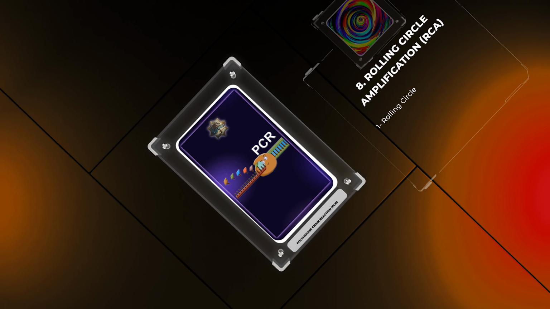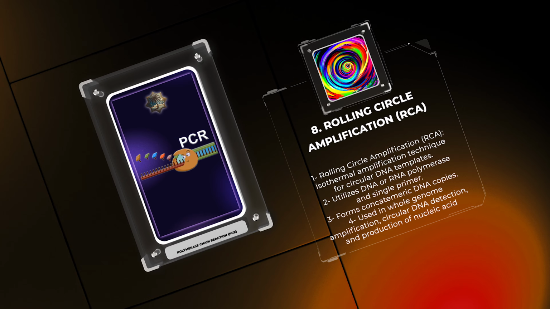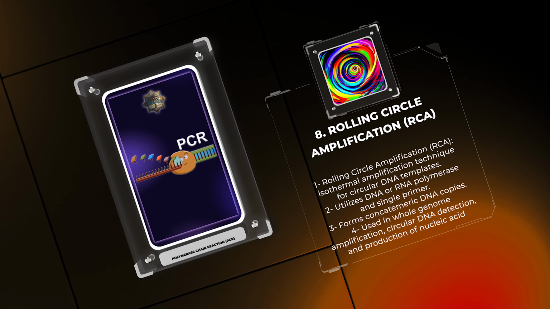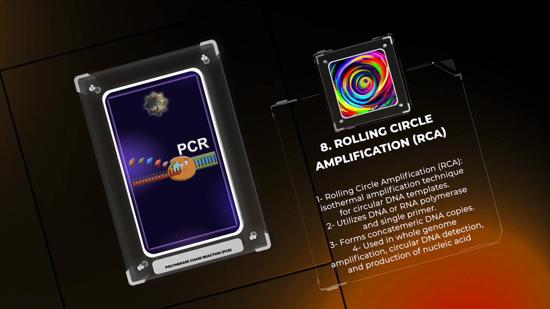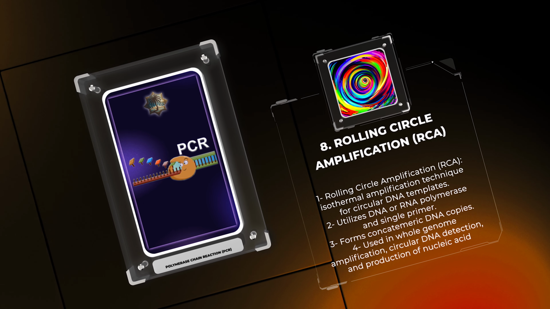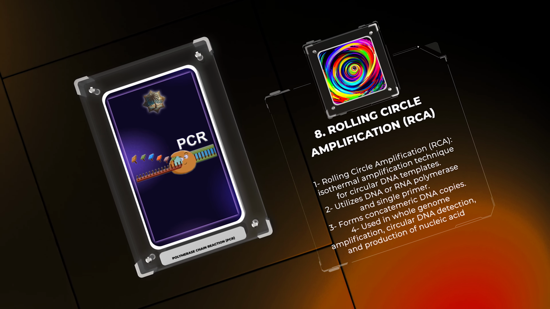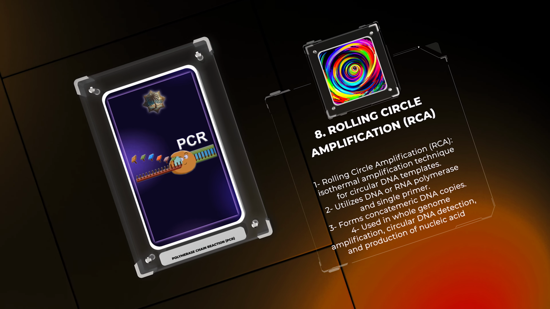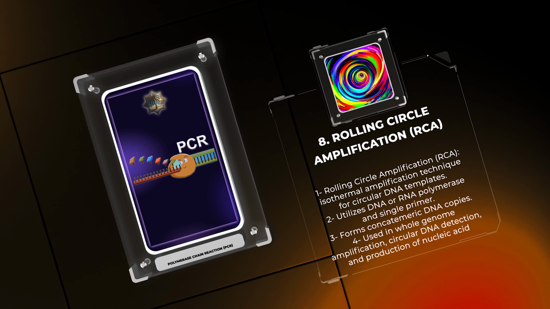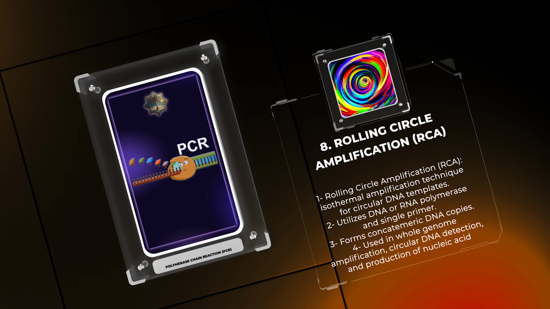Rolling circle amplification, RCA, is a powerful isothermal amplification technique used to amplify circular DNA templates. This method utilizes a DNA or RNA polymerase, along with a single primer that hybridizes to the circular template DNA. The primer extension by the polymerase enzyme results in the formation of concatemeric DNA copies, which can reach thousands of nucleotides in length. RCA has proven highly valuable in applications such as whole genome amplification, circular DNA detection, and the production of nucleic acid probes for in situ hybridization.